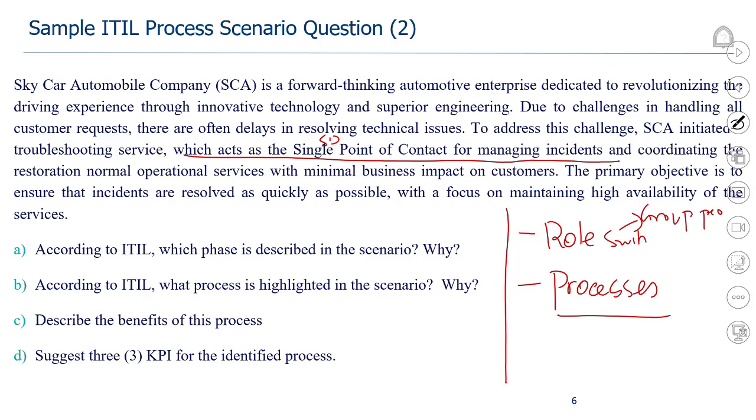For managing incidents, anything you see for managing incident, we are talking about incident management and coordinating the restoration of normal operations.